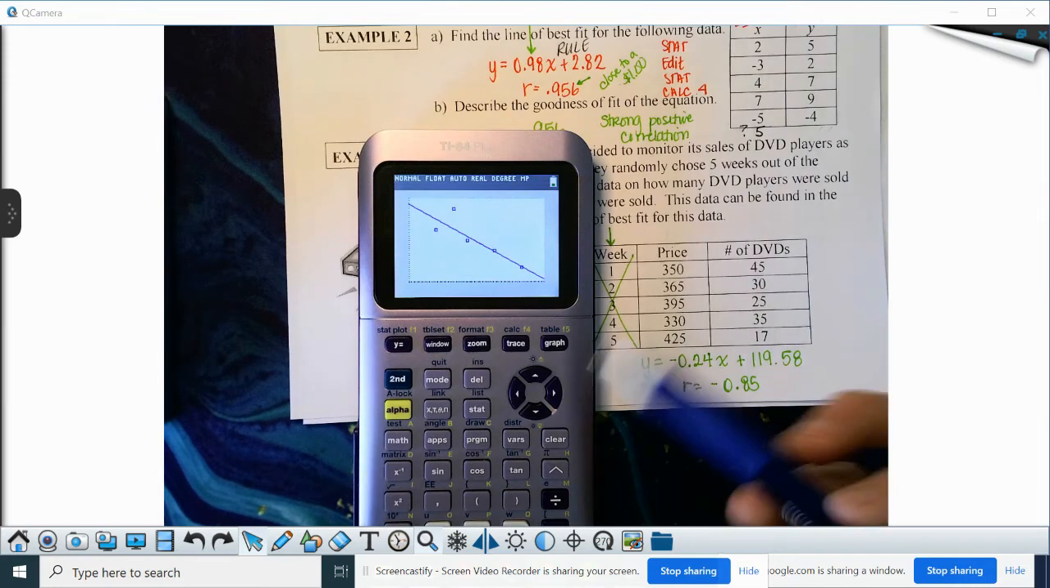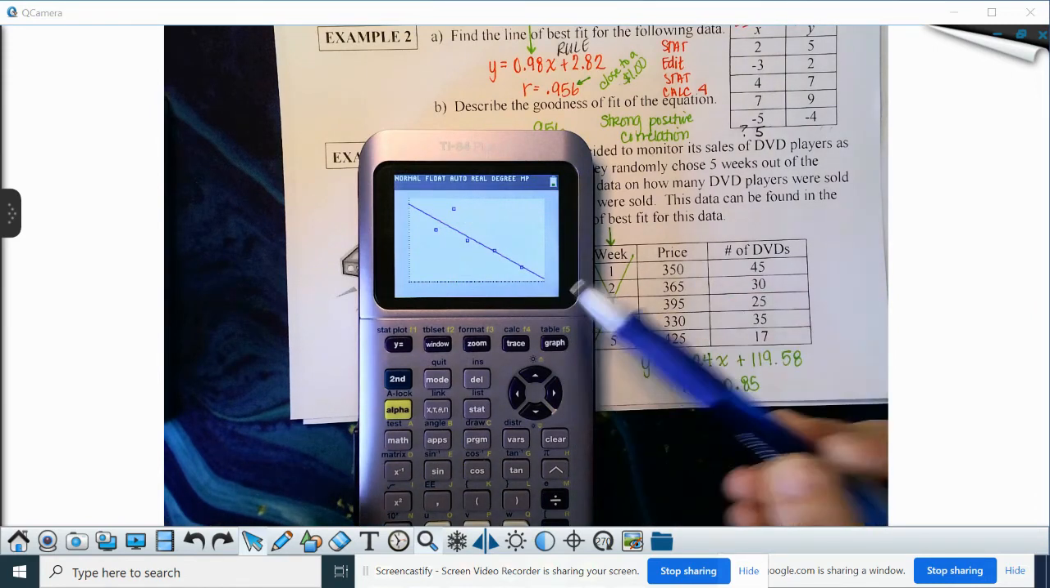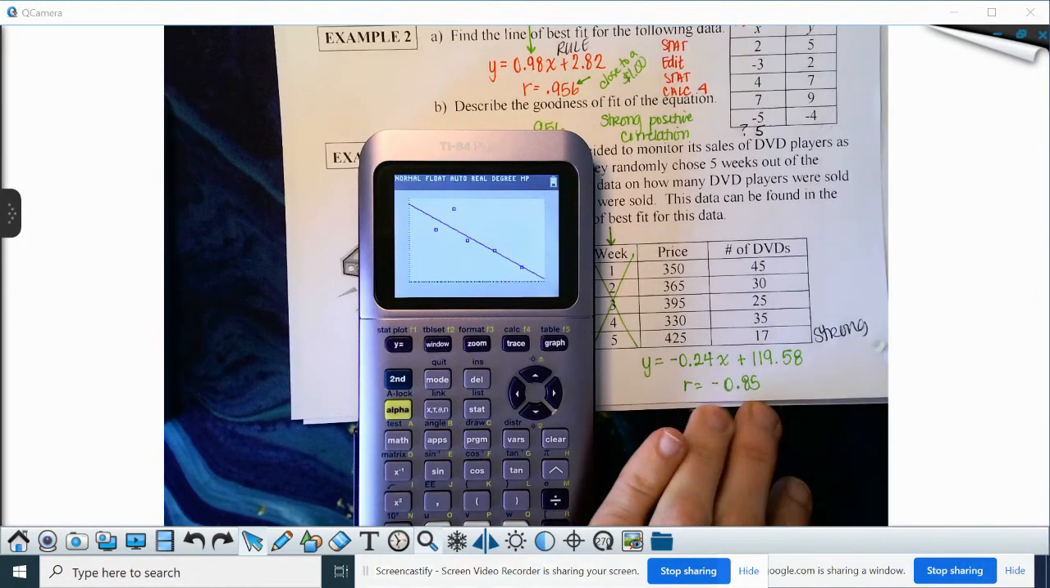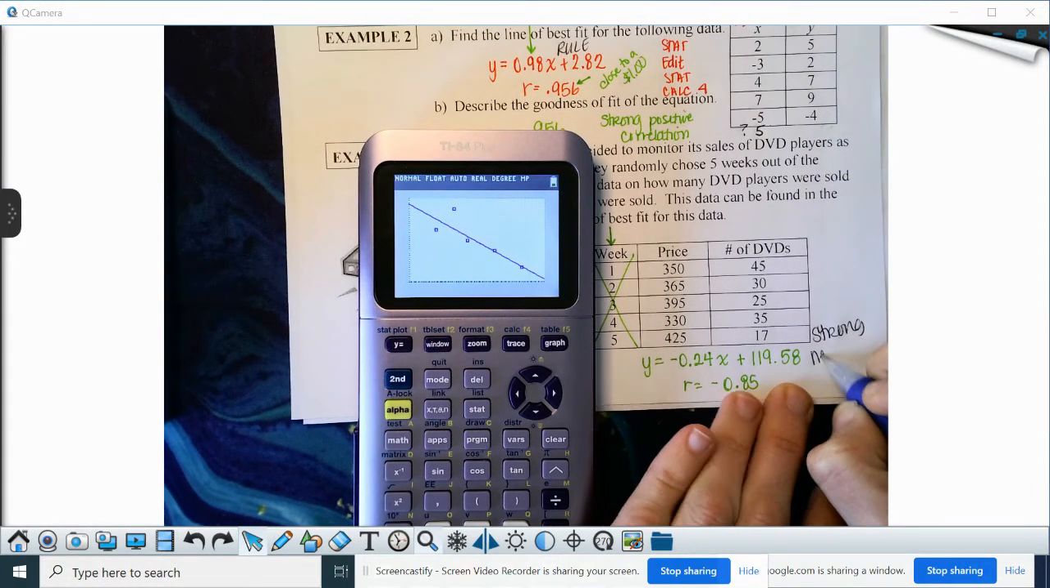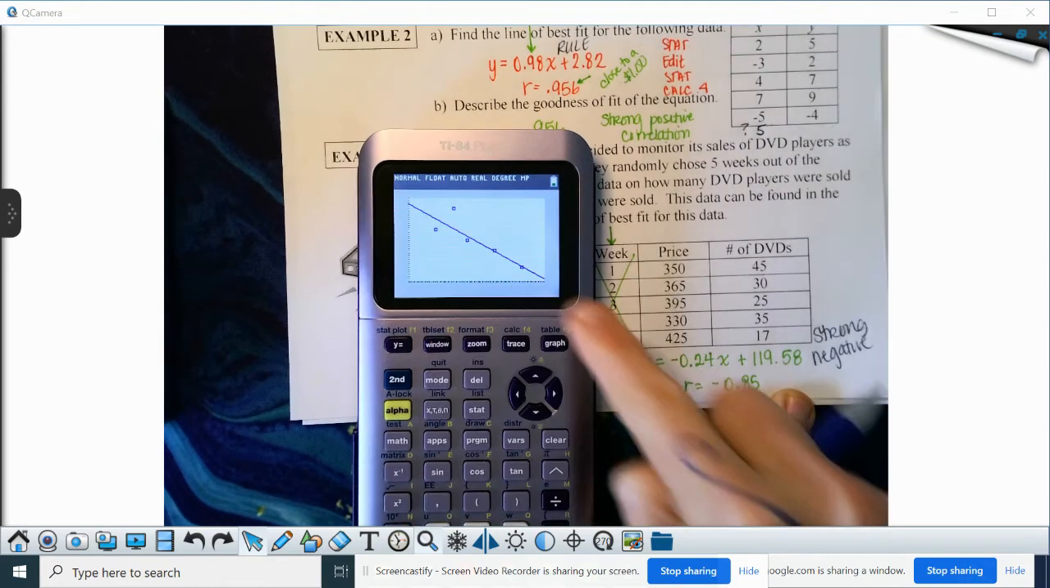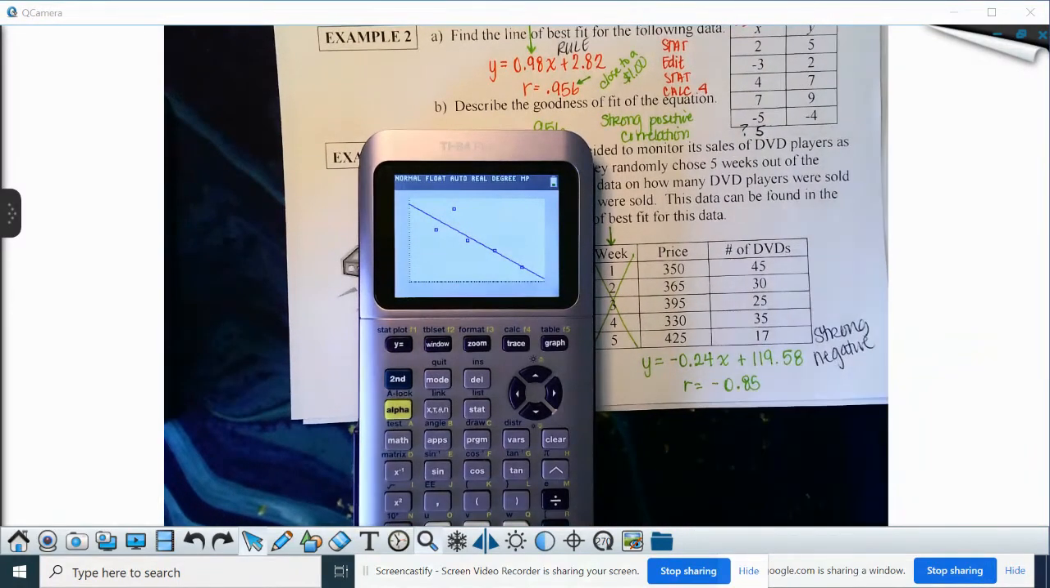So this would be a fairly strong negative correlation because it's close to a negative one. And because we can see in our line, it's pretty close to a straight line, like right there where the dots are, and the dots are within reason around it. So it's a strong negative correlation.